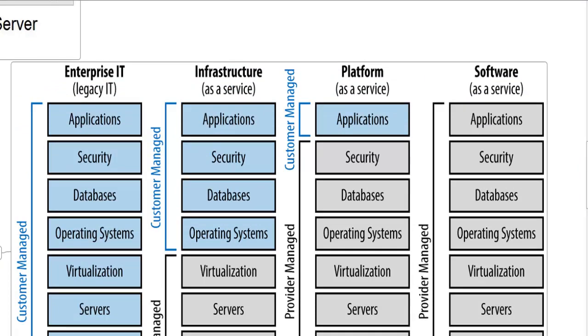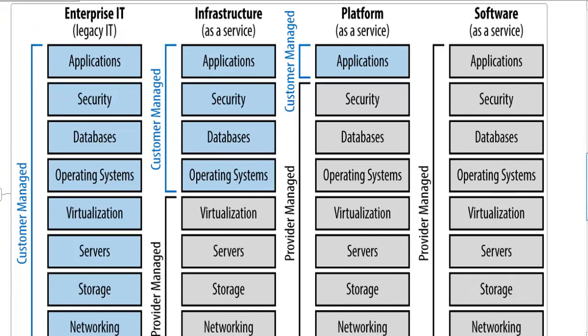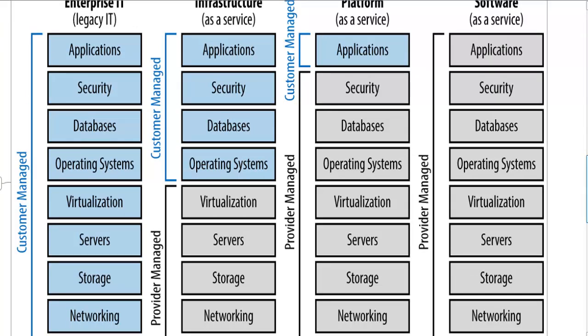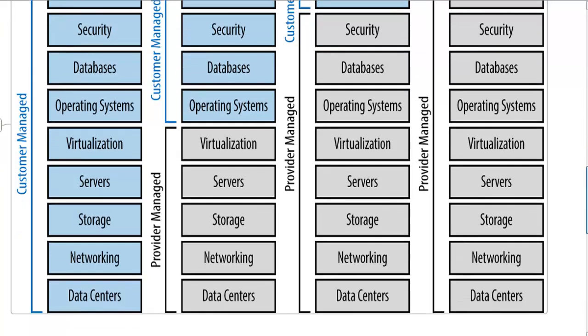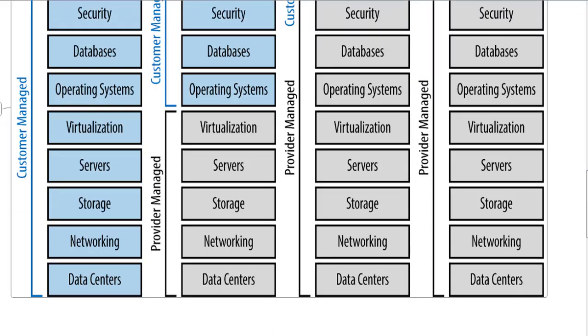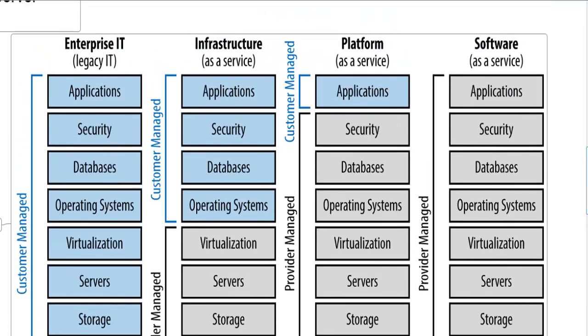This is called infrastructure as a service. Under this, infrastructure is managed by the provider. This part is managed by the provider: virtualization, server, storage, networking and data center. And this part is managed by the customer: application, security, database and operating system.